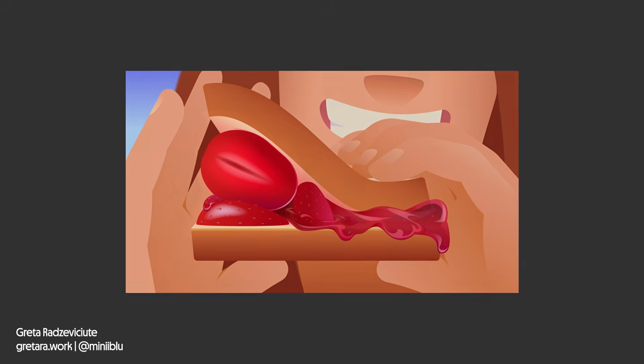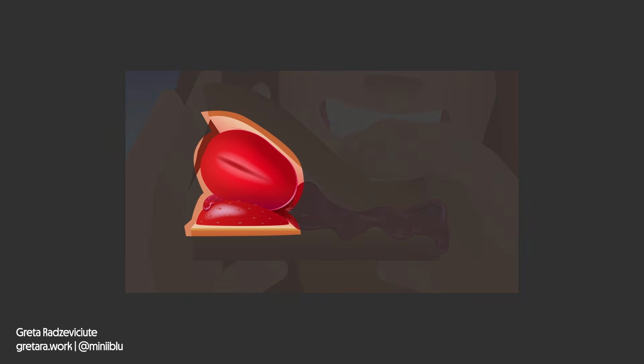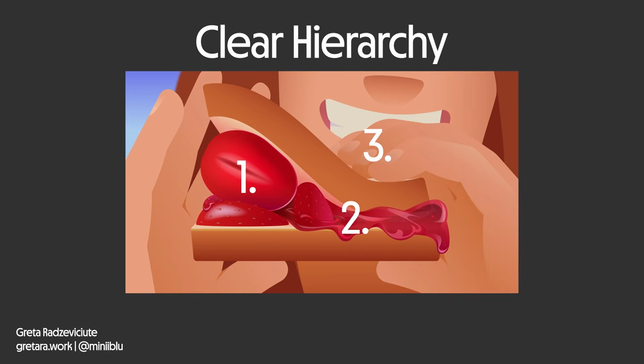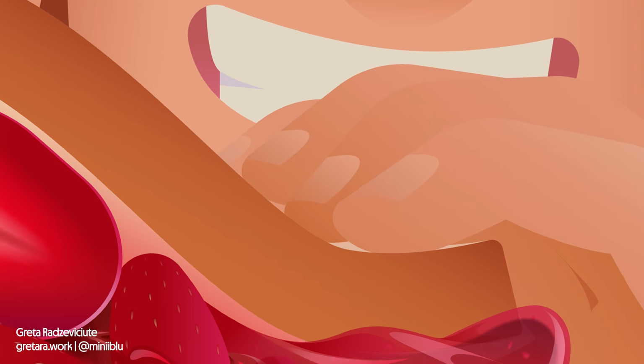Immediately with the most saturated shapes and the highest contrast we are drawn here, strawberries. Then led down here, they squish into jam. Clear hierarchy. 1, strawberries. 2, jam. 3, the background character. Color has much lower contrast, so it is less important.